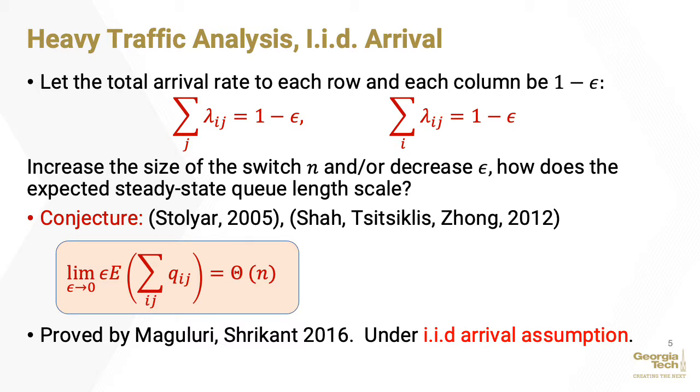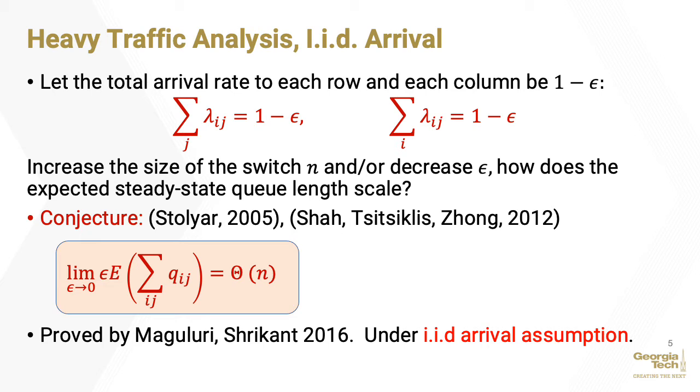Understanding the queue length performance in such a system is very challenging. Therefore, researchers usually use an asymptotic analysis method to study this system, called heavy traffic analysis. Let the total arrival rate to each row and each column be 1 minus epsilon. That is, when epsilon becomes smaller, the arrival rate approaches the service rate.